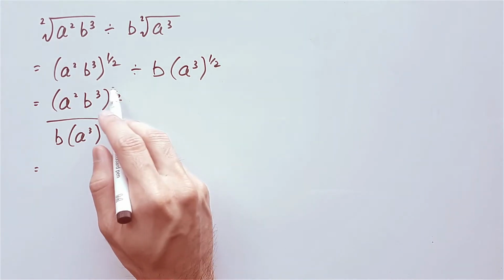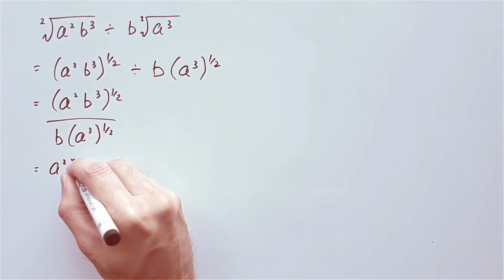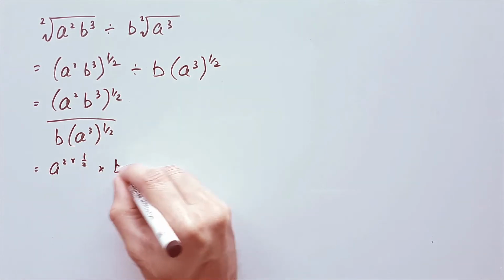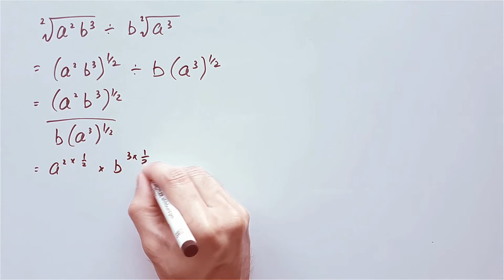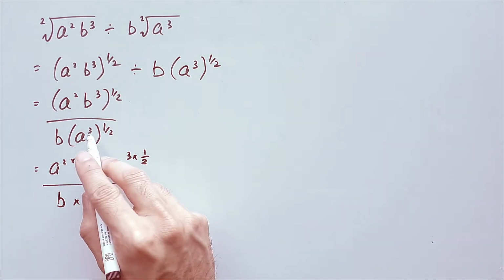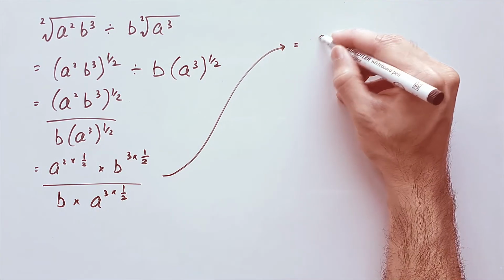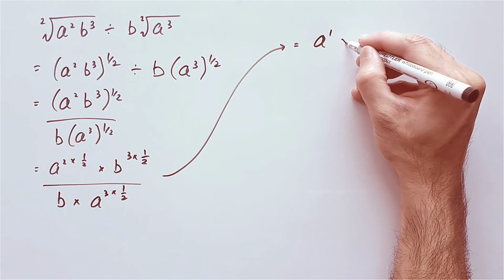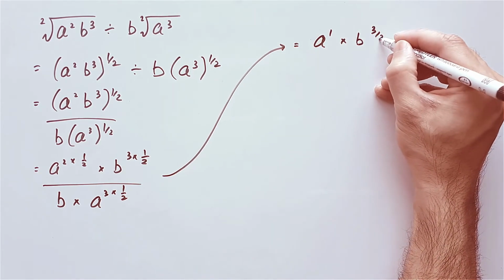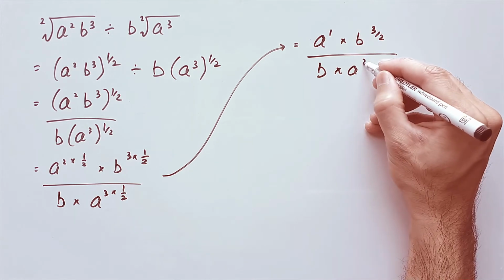And now we just need to put in the factor power by multiplying, and so that'll be a squared times half times b to the power of 3 times half, and that divides by b times a to the power of 3 times half as well, which simplifies to a to the power of 1 times b to the power of 3 on 2, all on b times a to the power of 3 on 2.